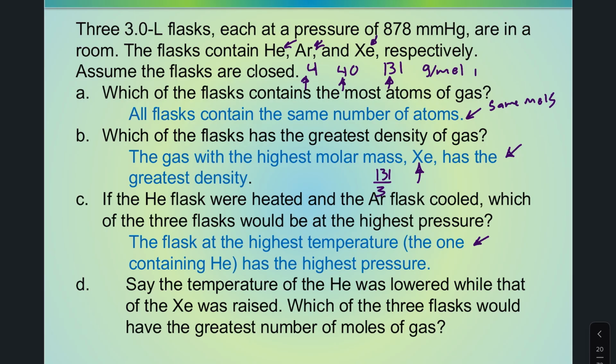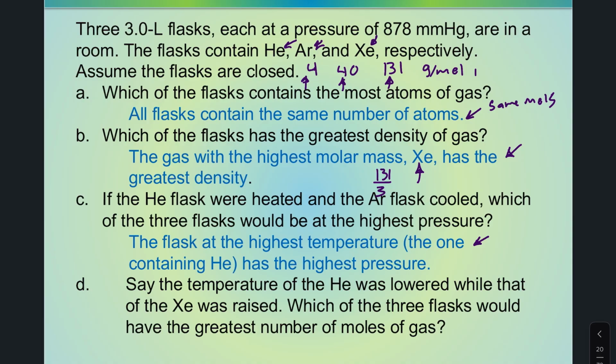Okay, but onto this one, the only thing that changed here was that we heated up the flask with helium in it. Now, the mass of helium does not change the amount of pressure in there. It's just the amount of helium that you have or the temperature that it is. So the highest pressure is going to be the one with the highest temperature.